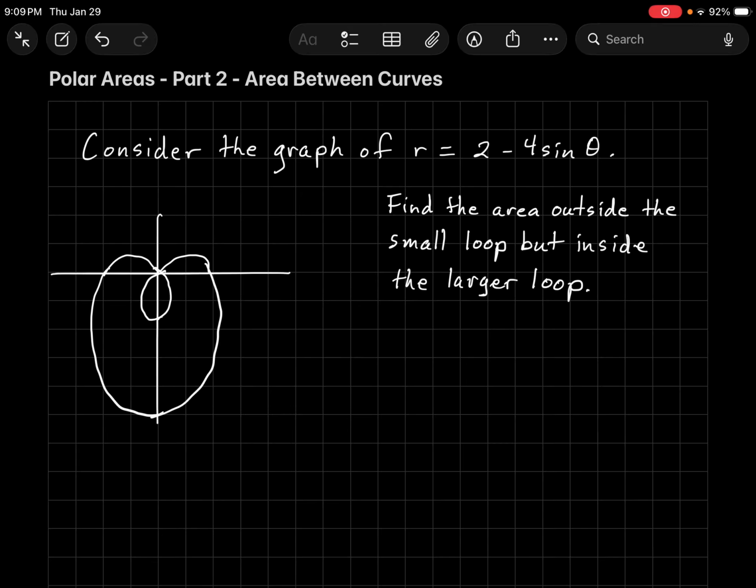We want to find the area outside the small loop, but inside the larger loop. We'll use symmetry to do this. We'll get 1/2 and then multiply by 2. So your thought might be, why don't we just find the area of this larger loop like such? Notice that if we do this, that area will include the smaller loop as well.